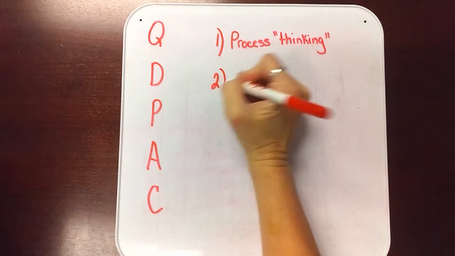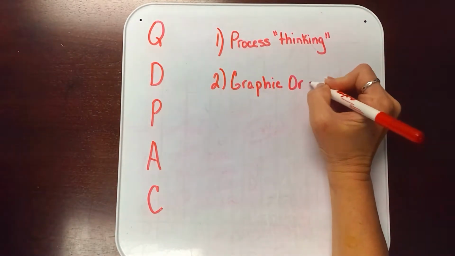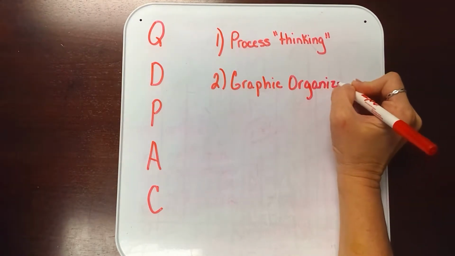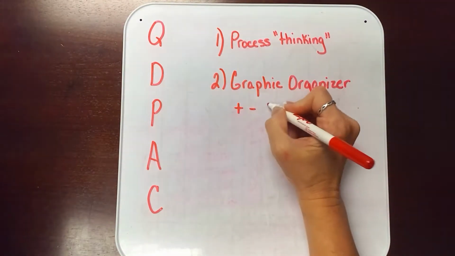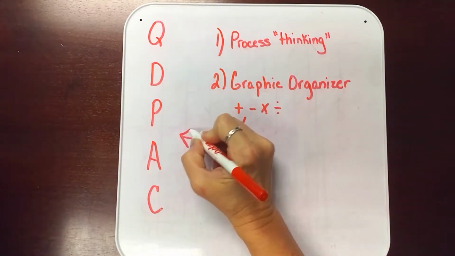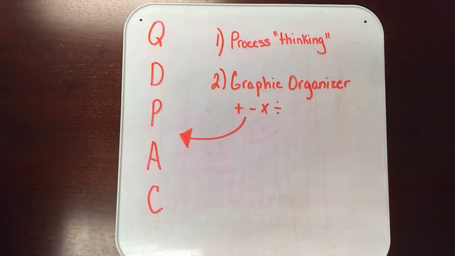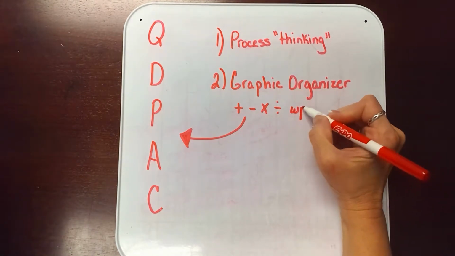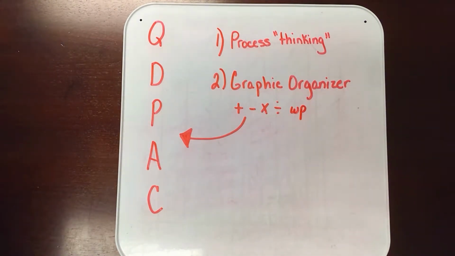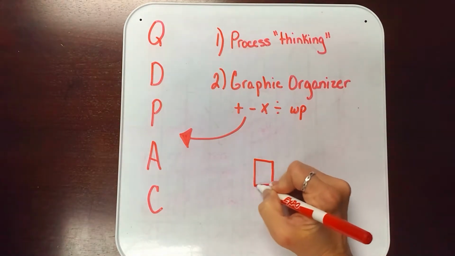The second part of Qdpac is the graphic organizer. When students solve addition, subtraction, multiplication, or division problems, they are required to use the Qdpac process, but they are also required to use some sort of Qdpac graphic organizer to show their thinking while solving addition, subtraction, multiplication, division word problems. And this is the reason why it's only required on those type of problems.